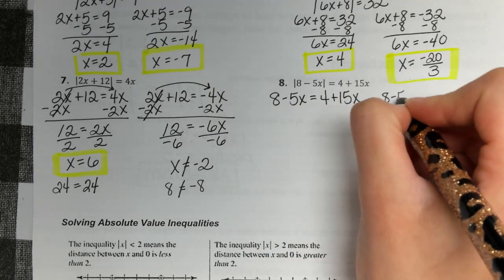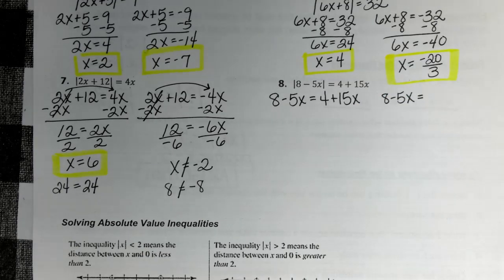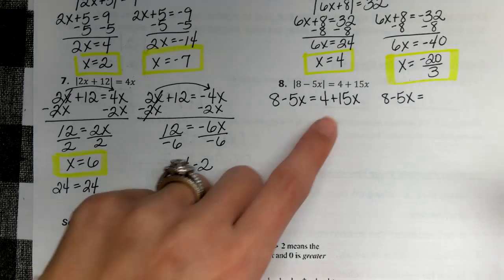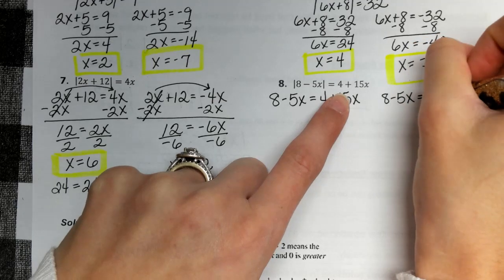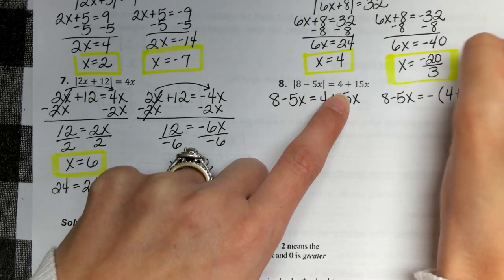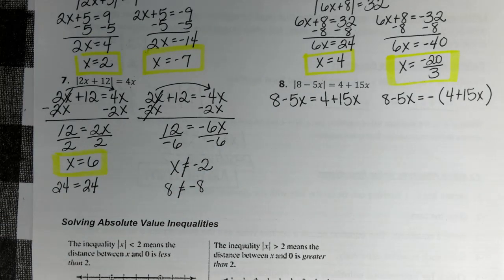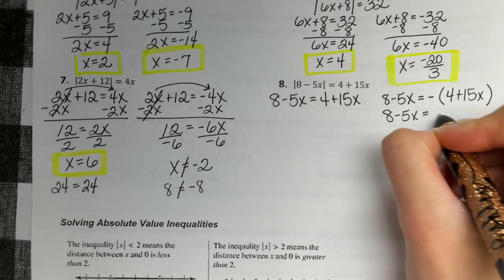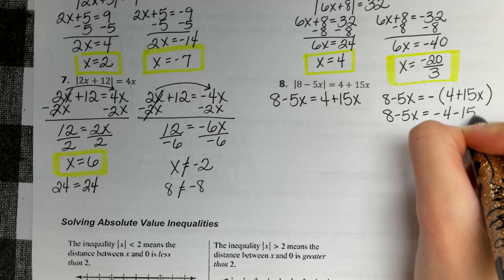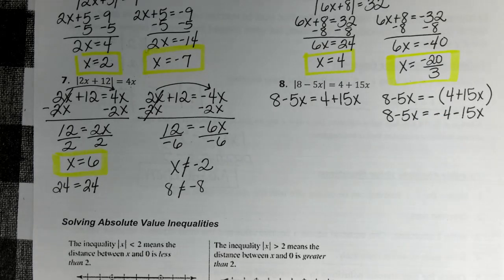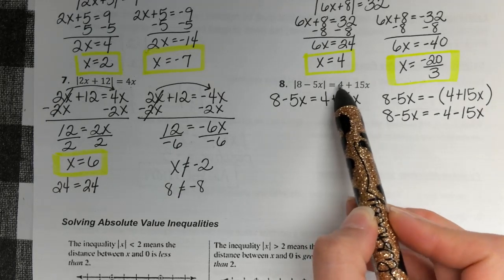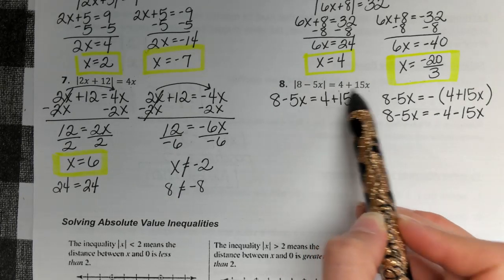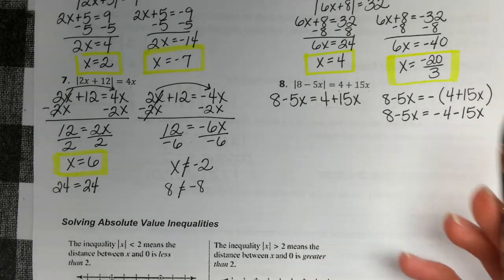And then 8 minus 5x equals, now I'm making the entire right side negative. So I'm doing negative with my 4 plus 15x in parentheses. I have to distribute the negative to all the terms on the right. So on that side I'm going to have 8 minus 5x equals negative 4 minus 15x. When you make the right side negative, you're just changing the signs. Whatever the signs are, you just change them. Okay, now we can solve.